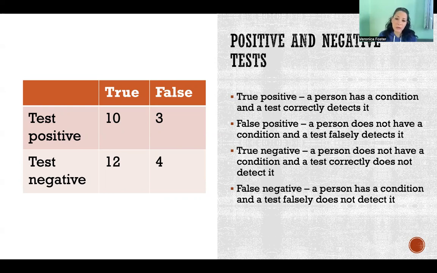A true negative means that the person tested negative for that condition, and that is in fact true. And a false negative means that the person tested negative, but they do actually have the condition, but it wasn't detected by the test.